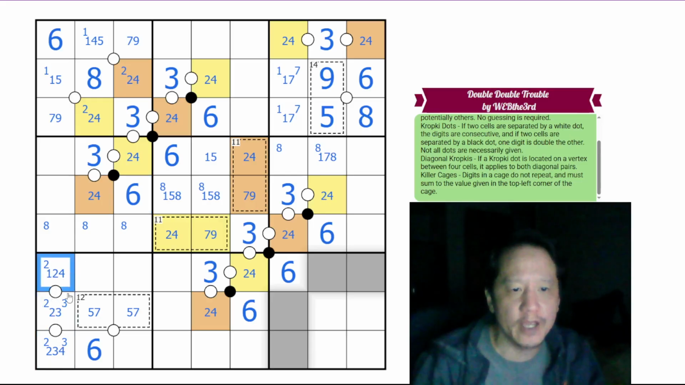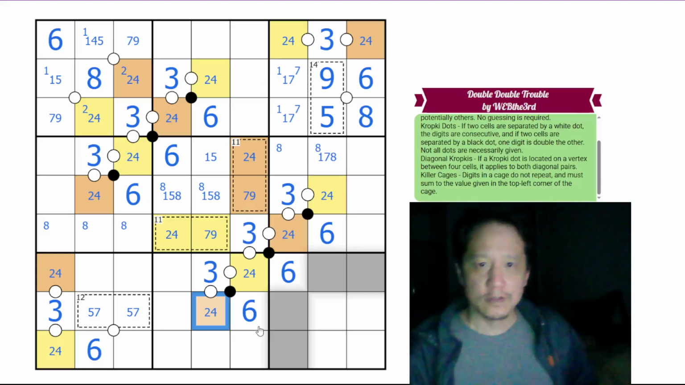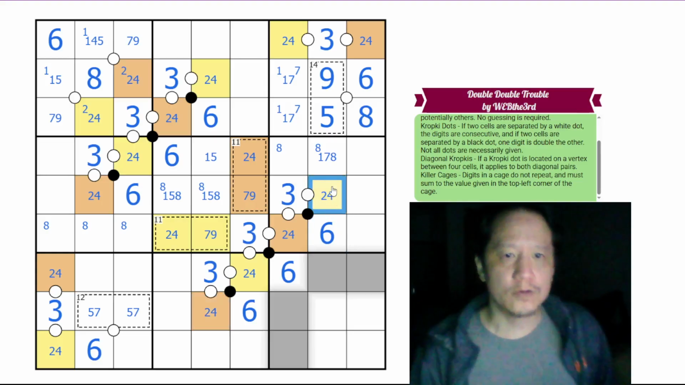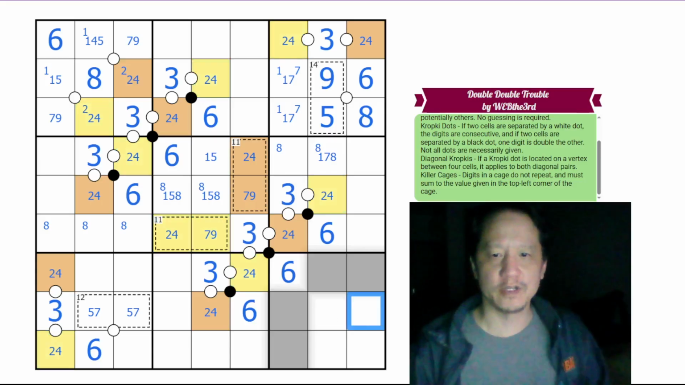Therefore, 2 and 4 have to be here as a set. And therefore, it must be 3 here, which forces this to be 2 or 4, and this to be 2 or 4. That means this is the orange 2, 4. This is the yellow 2, 4. Well, we know we have 8 yellow 2, 4s. We know where the last yellow 2, 4 has to be. It has to be here.